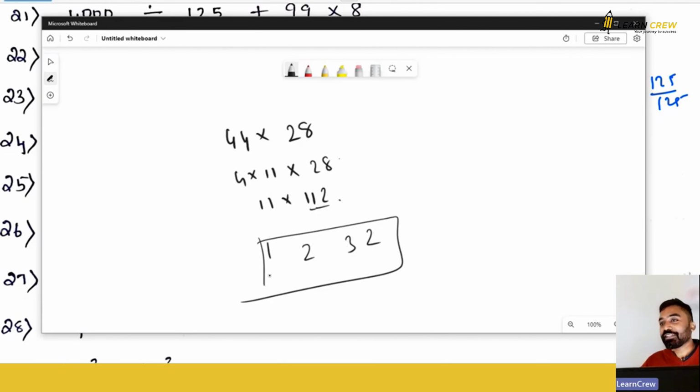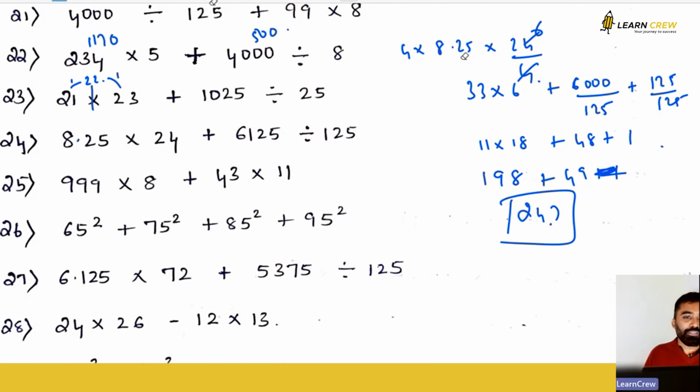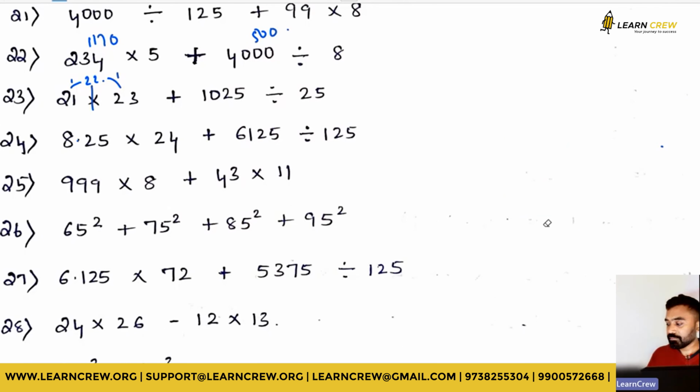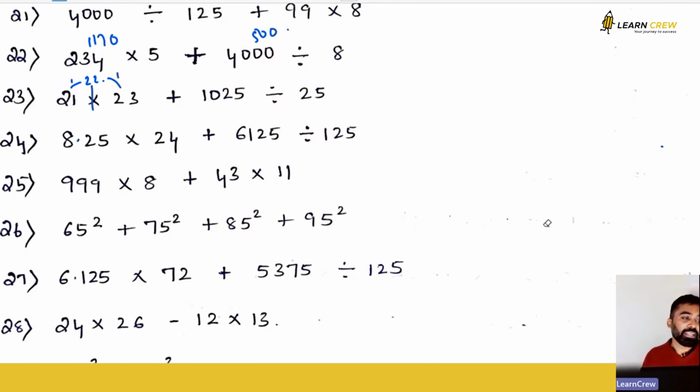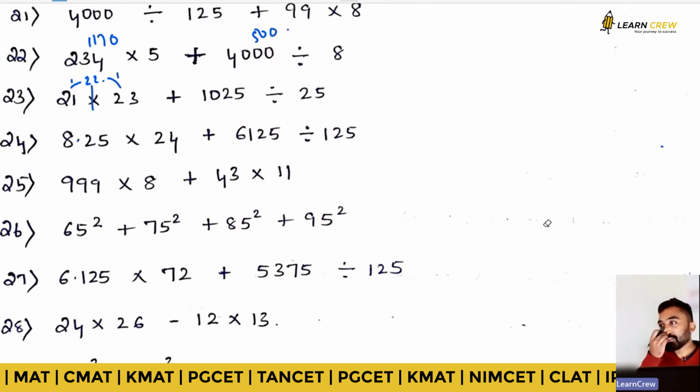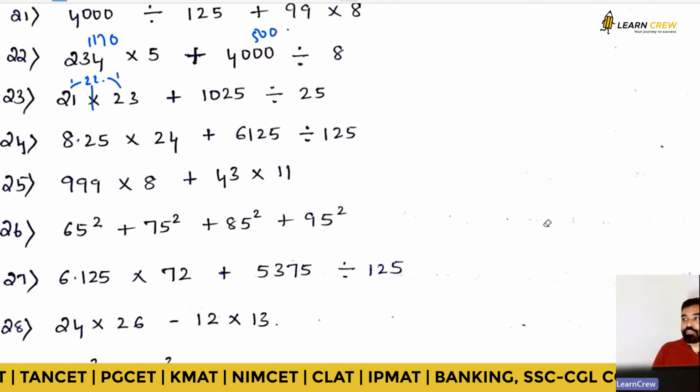Like every method you should remember. Make a chart or make a note of it and keep it aside. Fine? Clear? Okay. Start solving 25th. 43 into 11 is quick. 43 11s are 473. Okay. What is 999 into 8? So 1000 into 8 is 8000. 8000 minus 8 is 7992. 7992 plus 473 is going to give you 8465.